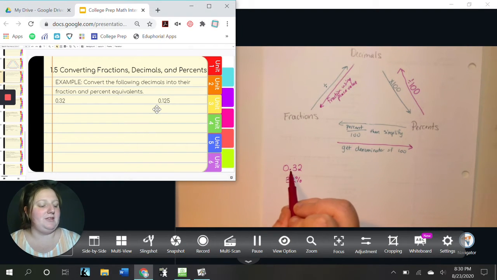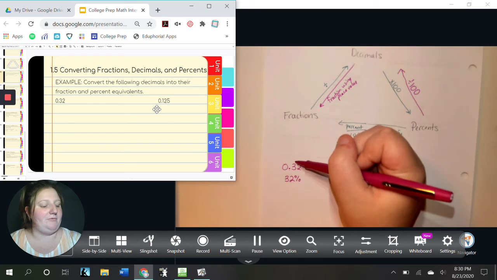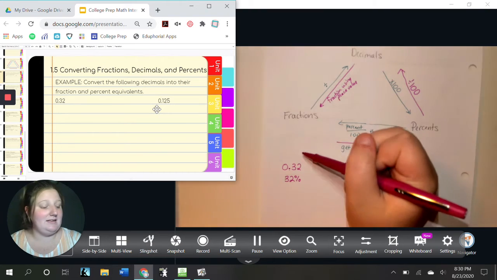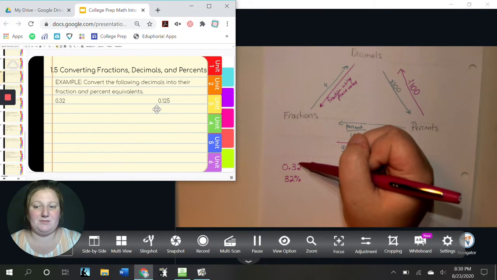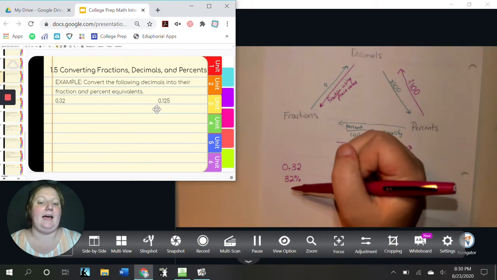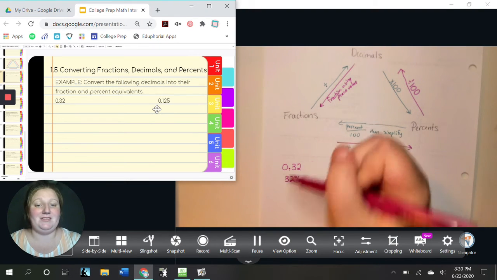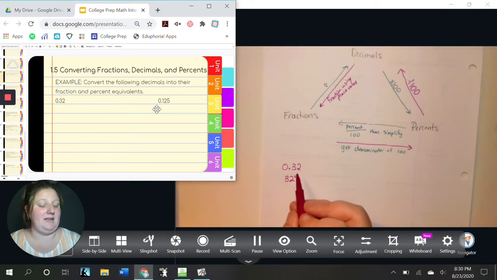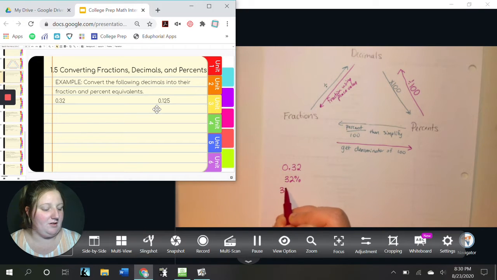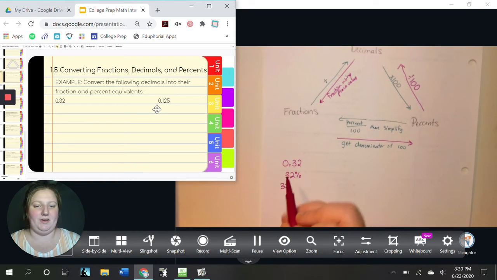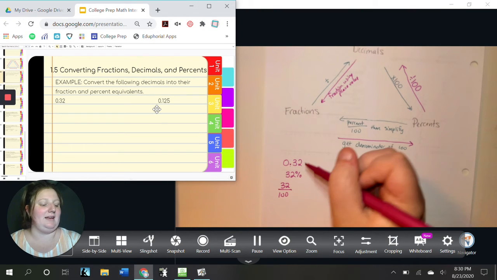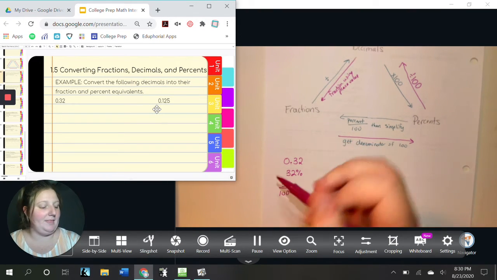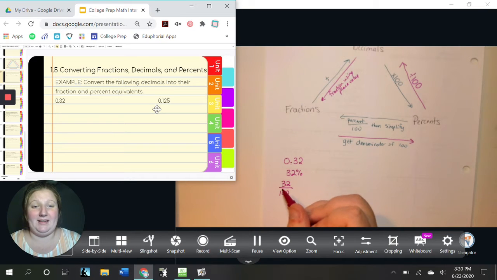So if we have 0.32, the first number is in the tenths place, the second number is in the hundredths place, and it would keep increasing as you went along. So if the 2 is in the hundredths place, then to make this a fraction, we put the decimal without the decimal point, so just 32 over 100 because it ended in the hundredths place. Then this isn't our final answer. We have to get our fraction in simplest form.